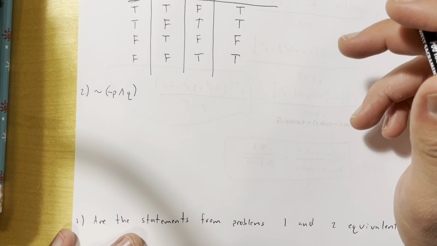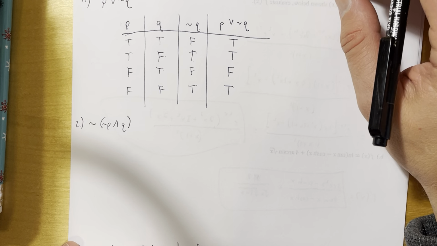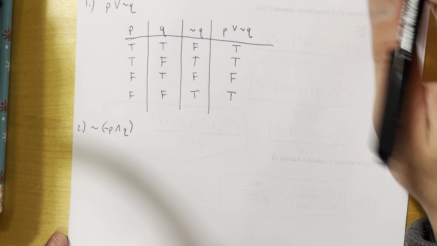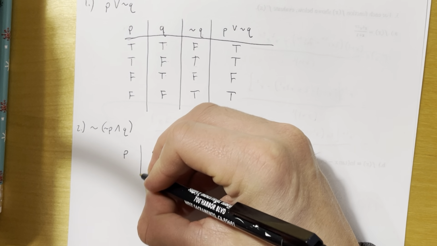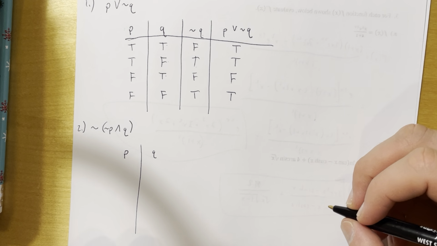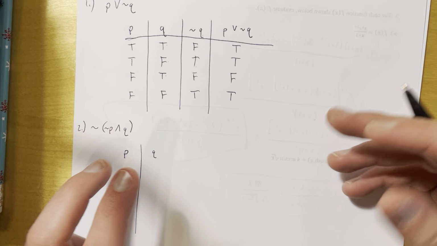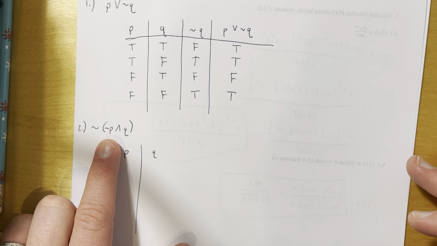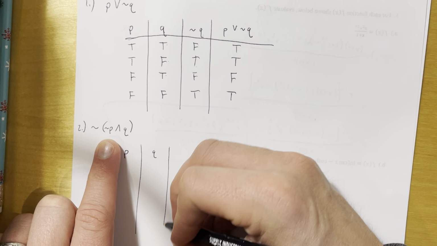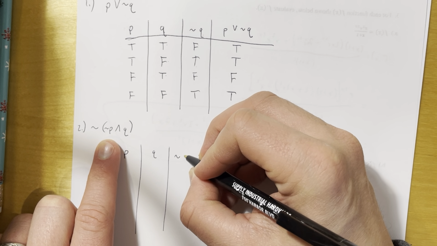All right, this next one looks a tad more complicated, but it's not that bad. Same idea. We want to start by creating a column for P and a column for Q, like this. And then you want to work from the inside of the parentheses out, starting with negations wherever they appear. So I have a not P showing up here. That's going to get its own column.